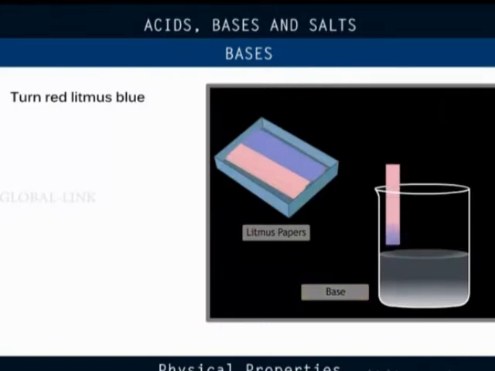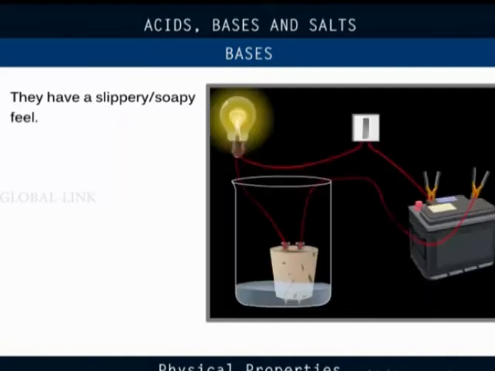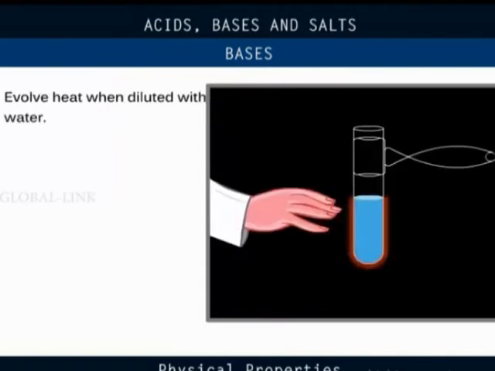Bases turn red litmus blue. They have a slippery or soapy feel when touched because they dissolve the fatty acids and oils on the skin and reduce the friction between your fingers. Like acids, bases can conduct electric current due to the existence of free ions in their solution. They also liberate heat when diluted with water.